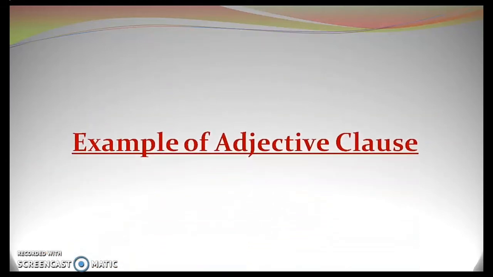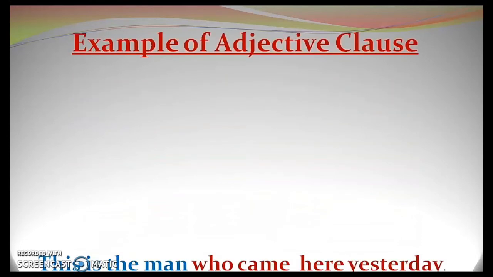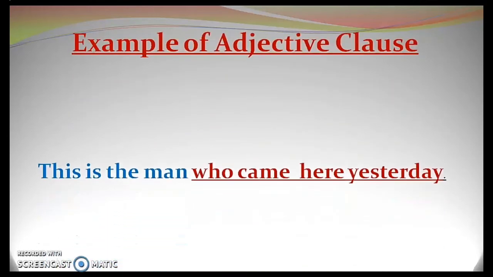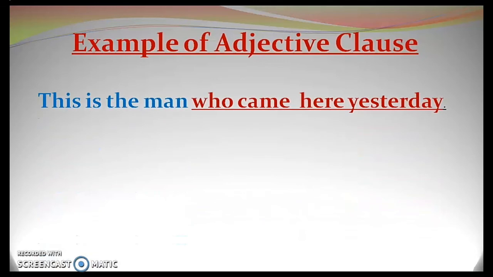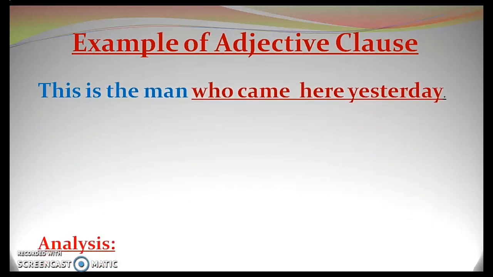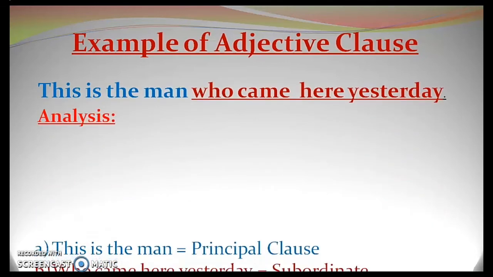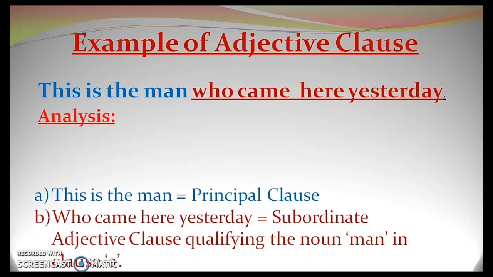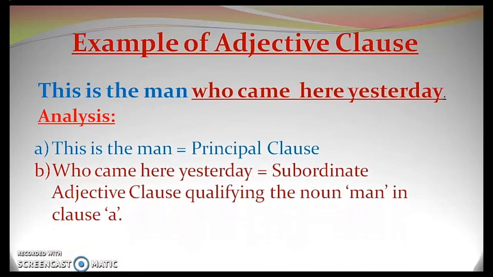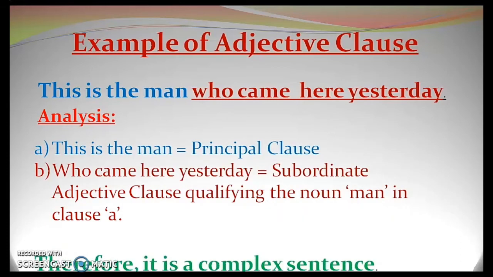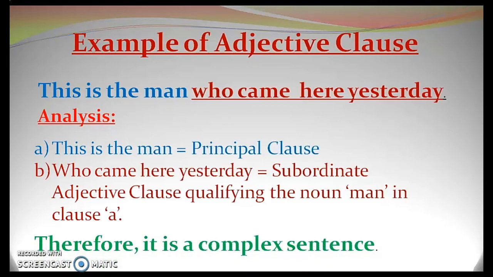Example of adjective clause. This is the man who came here yesterday. Analysis: This is the man, equal to principal clause; who came here yesterday, subordinate adjective clause qualifying the noun man in clause A. Therefore, it is a complex sentence.